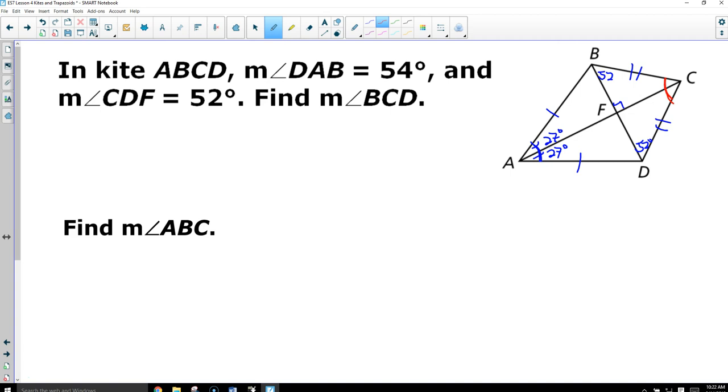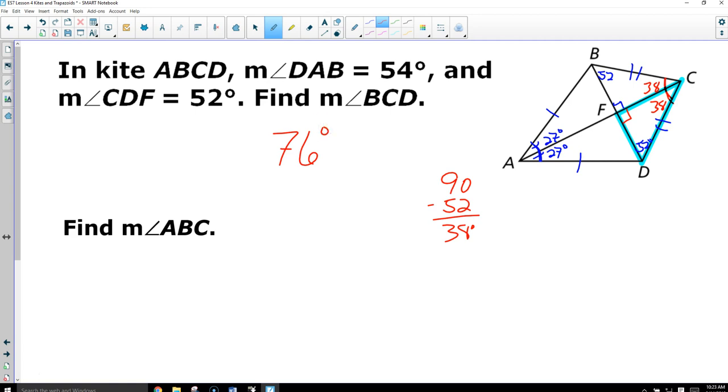Well, I've got a couple options. One of my options, if I look at this triangle here, I have a right triangle, and I know the angle 52 degrees, so then 90 minus 52 is 38 degrees. So I know that this angle would be 38, and likewise this one would be 38. So the measure of angle BCD would be 76 degrees.